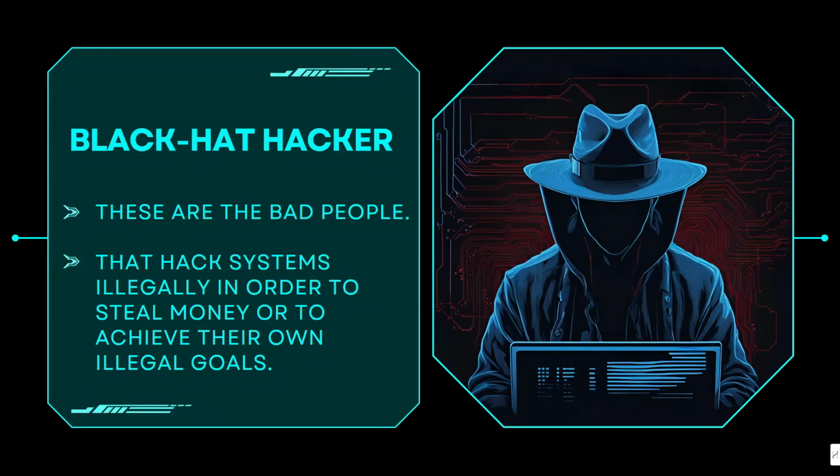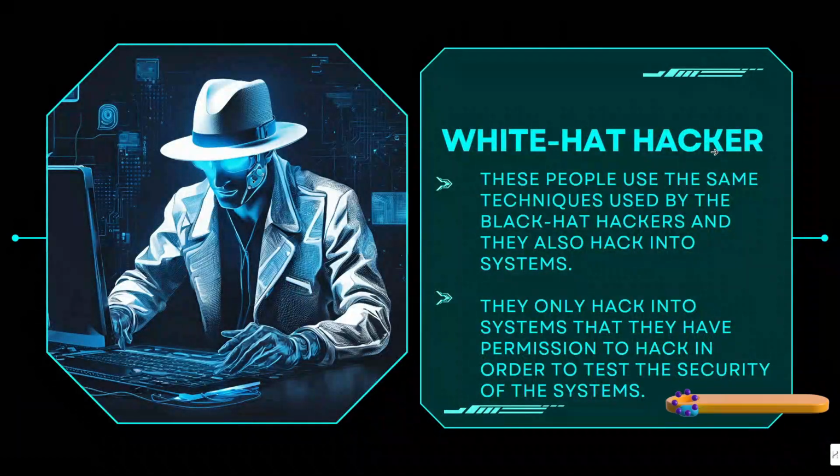They illegally hack systems to steal money, disrupt service, or achieve other illegal goals. Their actions are purely malicious. Example: a notorious black hat hacking group known as REvil was responsible for a large-scale ransomware attack in 2021. Targeting companies worldwide, they encrypted data and demanded millions of dollars in ransom, showing how dangerous and disruptive black hat hackers can be.